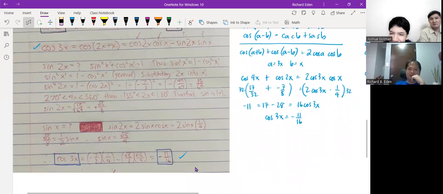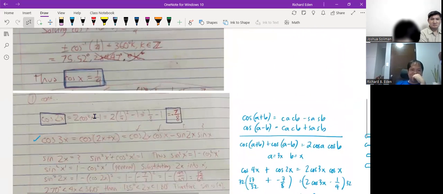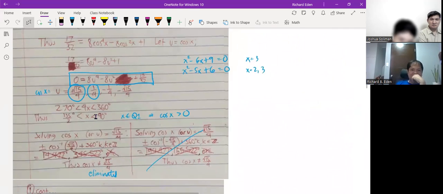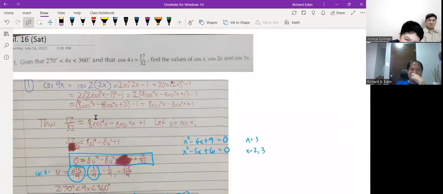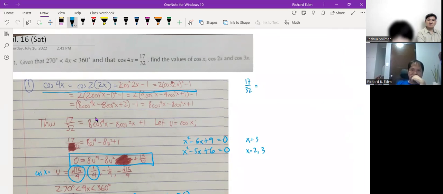So this is not very good. 16. Yeah, negative 11 over 16. Now, when I first looked at your solution, I think I would have done it this way. Use the half angle formula, this is find cosine 2x from here. Yeah, we could already figure out cosine of 2x from here.